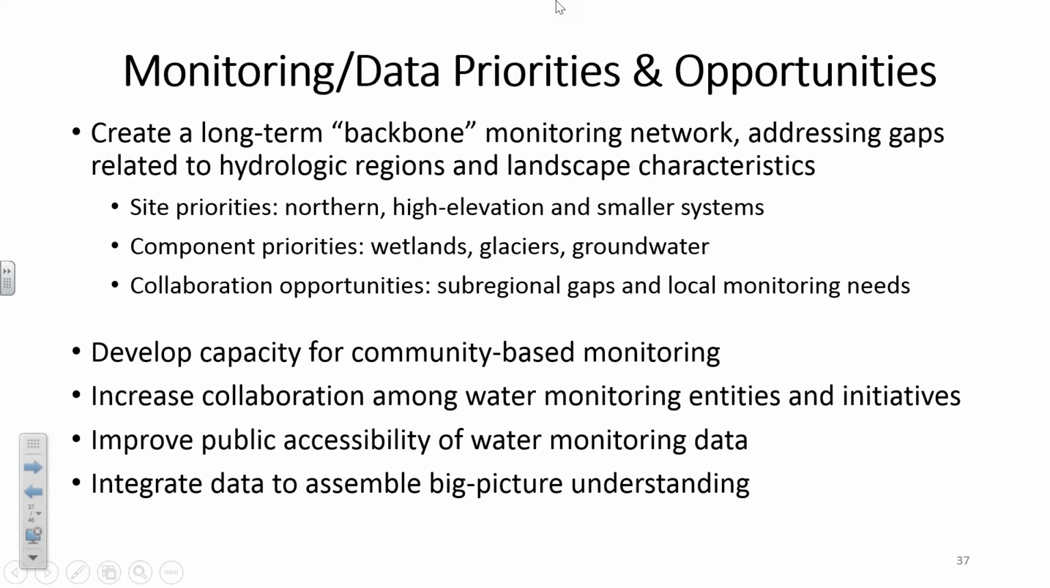So, finishing then, monitoring data priorities and opportunities sort of divided into two grand areas. The first is just what you could refer to as the backbone monitoring network, which is inevitably going to be those organizations with very big pockets, the agencies and perhaps industry. And some of the site priorities would be, like I mentioned, northern areas, high elevation areas, and smaller systems. Component priorities: wetlands, glaciers, and groundwater. Not saying the other areas aren't important too, but these particularly have large gaps. And then collaboration opportunities, sub-regional gaps, and local monitoring needs. We could look to meeting those needs as we fill in the backbone. So we essentially feed two or three birds with one seed, with the same monitoring effort.